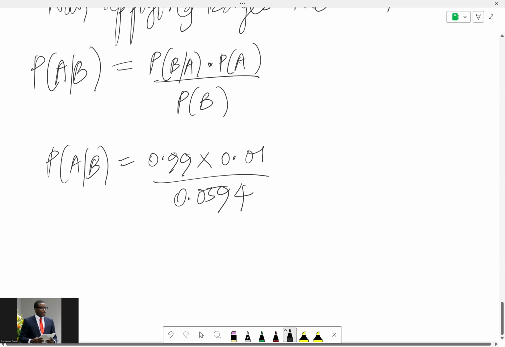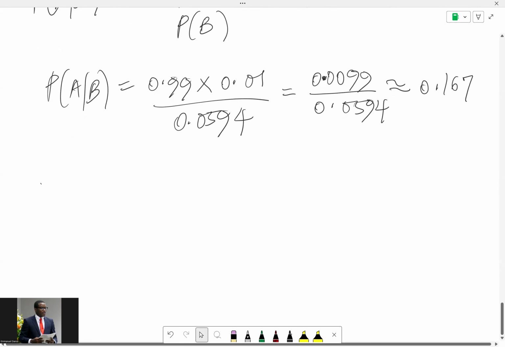0.0594. And that is equal to 99 times 1, that's 99. 3 decimal places, that's 4 decimal places, 0.0099 all over 0.0594, and that is approximately 0.167. If you multiply that by 100, you get 16.7%.